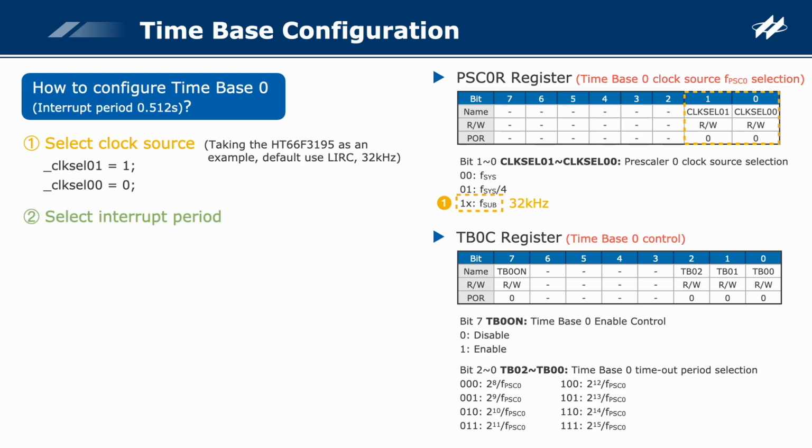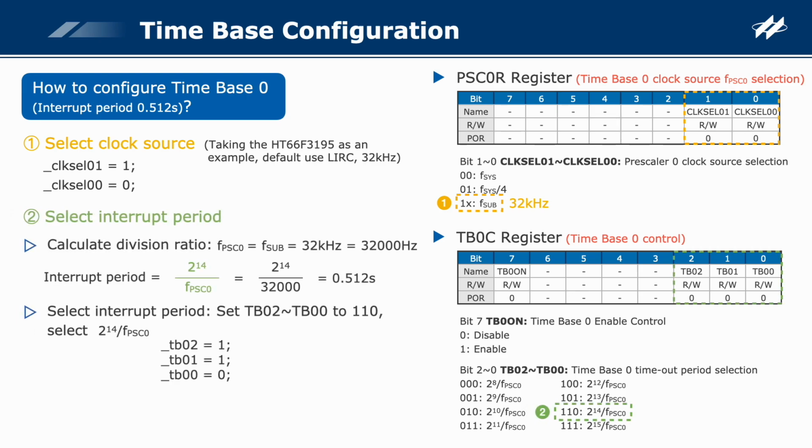Step 2. Select the interrupt period. Let's first calculate the division ratio. We have already set the time base 0 clock source to 32 kHz and the interrupt period to 0.512 seconds, substituting them into the calculation formula to obtain the division ratio. Then, select the interrupt period. Finally, enable the time base function.